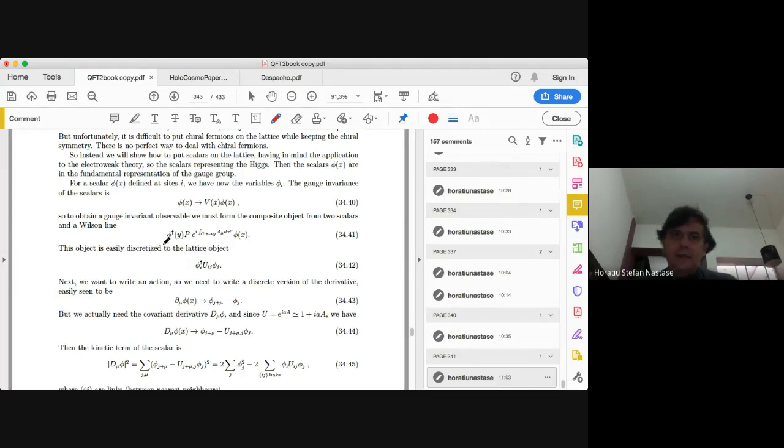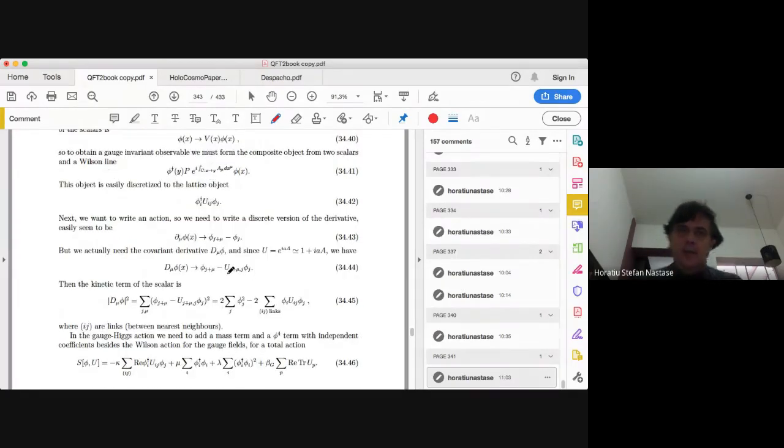So then the discrete representative of this gauge invariant object is phi at the site i, phi dagger at the site i, then the link corresponding to this Wilson line, u ij, and then phi at site j, phi j. So this is a coupling of two scalars and something representing the gluon, or the gauge field, if you want. But to write an action, we also need to write a discrete version of the derivative. So I have d mu phi of x. Well, that's easy to write.